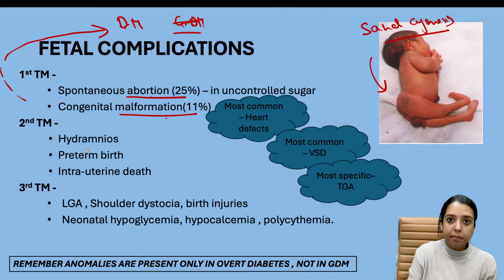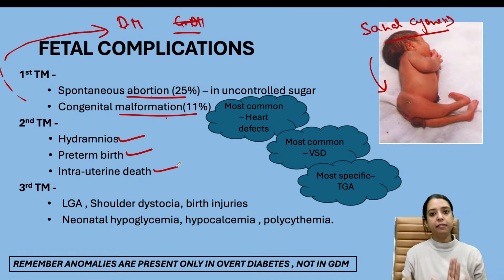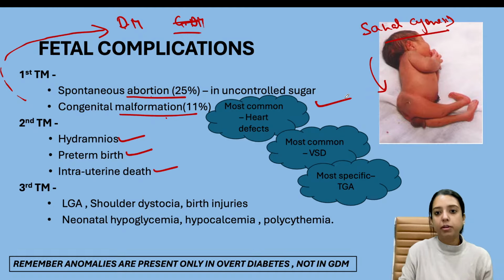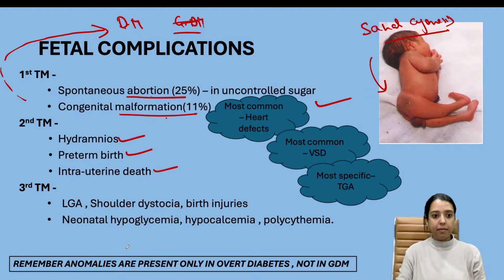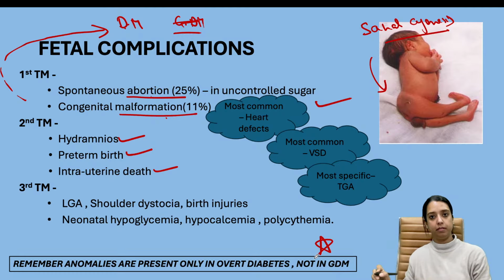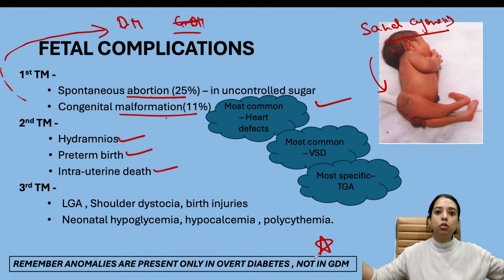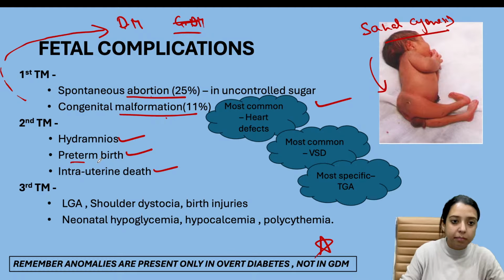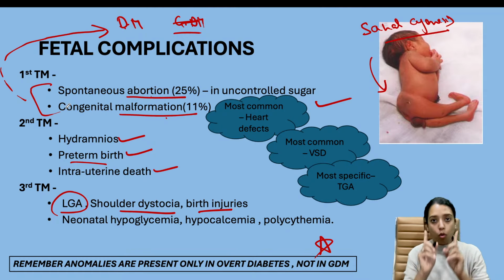Other things that can happen in a diabetic mother is hydroamnios, preterm intrauterine death. These are very common. But remember the malformations. उससे ज़्यादा remember anomalies are present only in overt, not in GDM. GDM में anomalies don't happen. GDM में baby grow oversize, baby becomes obese, so there are chances of preterm, there are chances of large baby, shoulder dystocia and injury, but malformations don't happen in GDM.